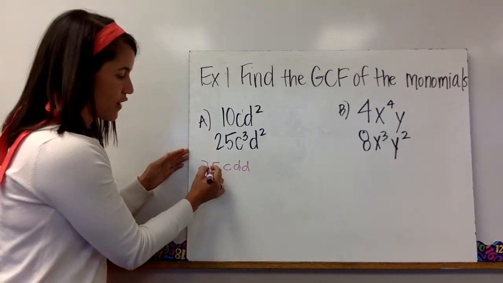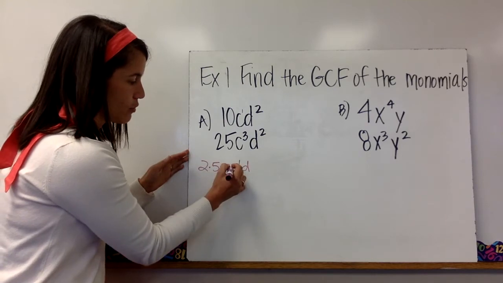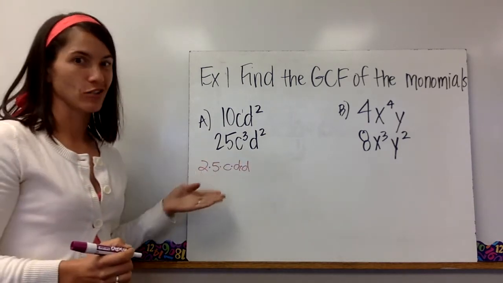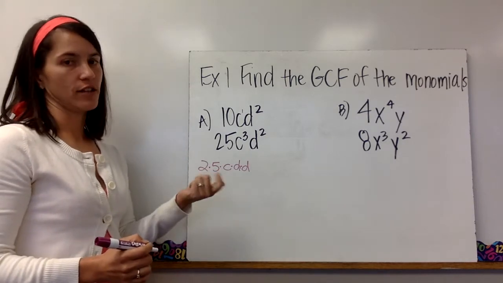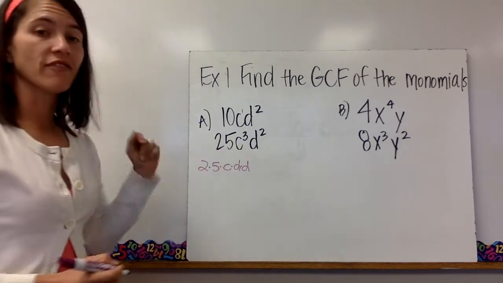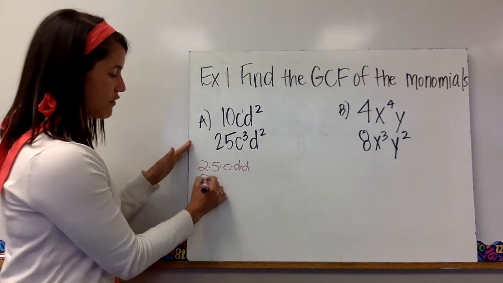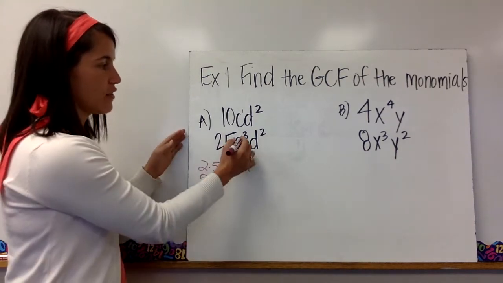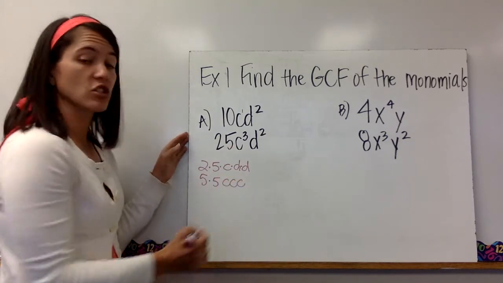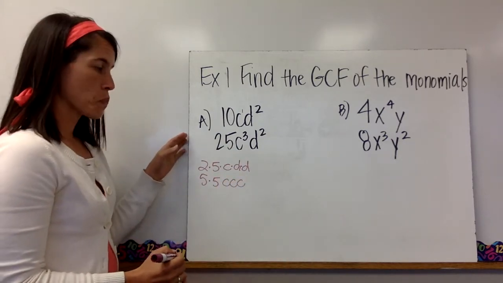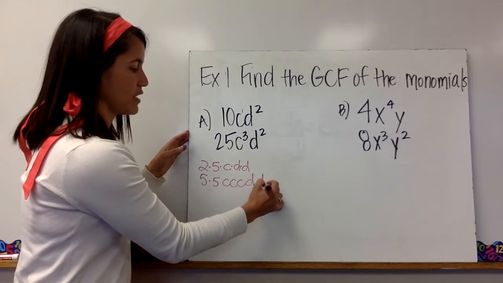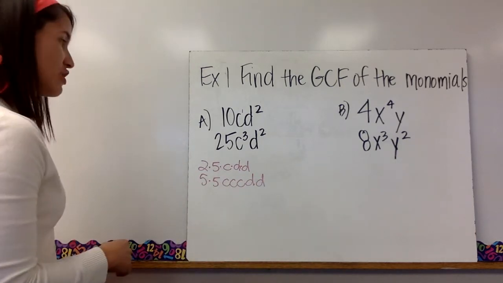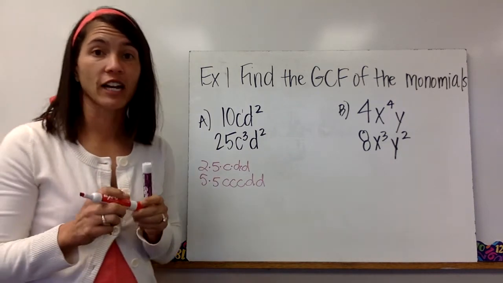So this is 2 times 5. If you want, you can do multiplication dots, but I usually just do them between the numbers so it doesn't look like 25, and then I just write the letters. Now 25's prime factorization is 5 times 5. 5 times 5 is 25, and then we have c to the third power, so that means 3 c's, and d squared would be 2 d's. So step 1 is you're going to write the prime factorization. Step 2 is we're going to identify the common factors.